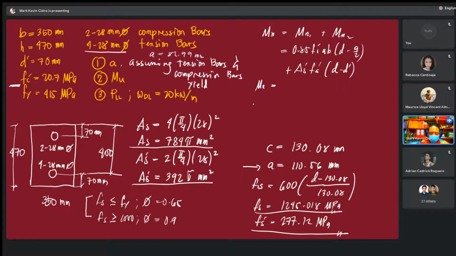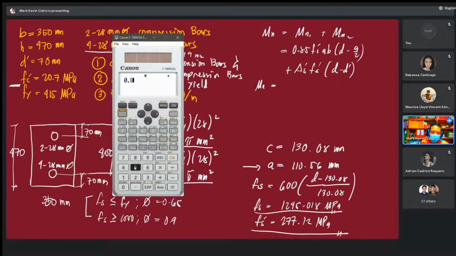Okay, let's try to solve na lang with the calculator. 0.85, your fc' is 20.7, multiplied by your a, you already know the value of a, 110.56, multiplied by b, which is 350. Multiplied by d, which is 400 minus a, your a again is 110.56 over 2. First, this is the value of your Mn1. Store ko lang ito as A.